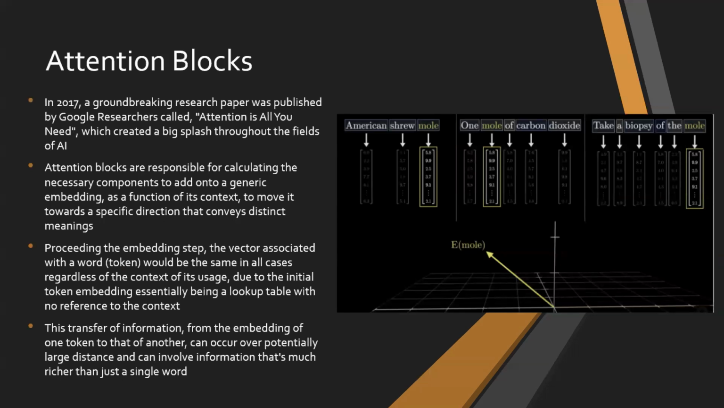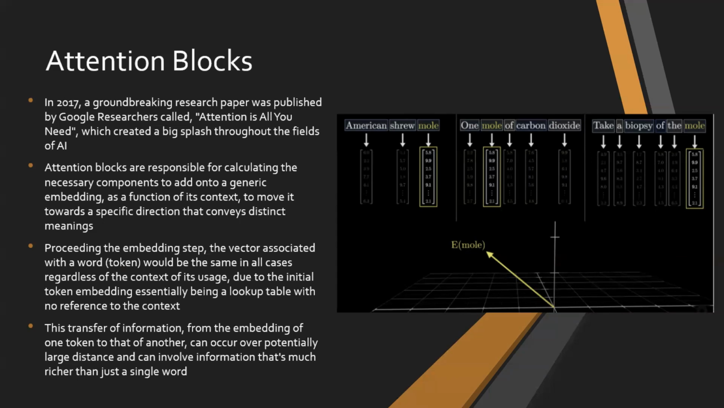Now, when it comes to the attention block, in 2017, a groundbreaking research paper was published by Google researchers called Attention is All You Need, which created a big splash throughout the fields of AI. One of the topics discussed in the article is our attention blocks. They're responsible for calculating the necessary components to add onto a generic embedding as a function of its context to move it towards a specific direction that conveys distinct meanings.